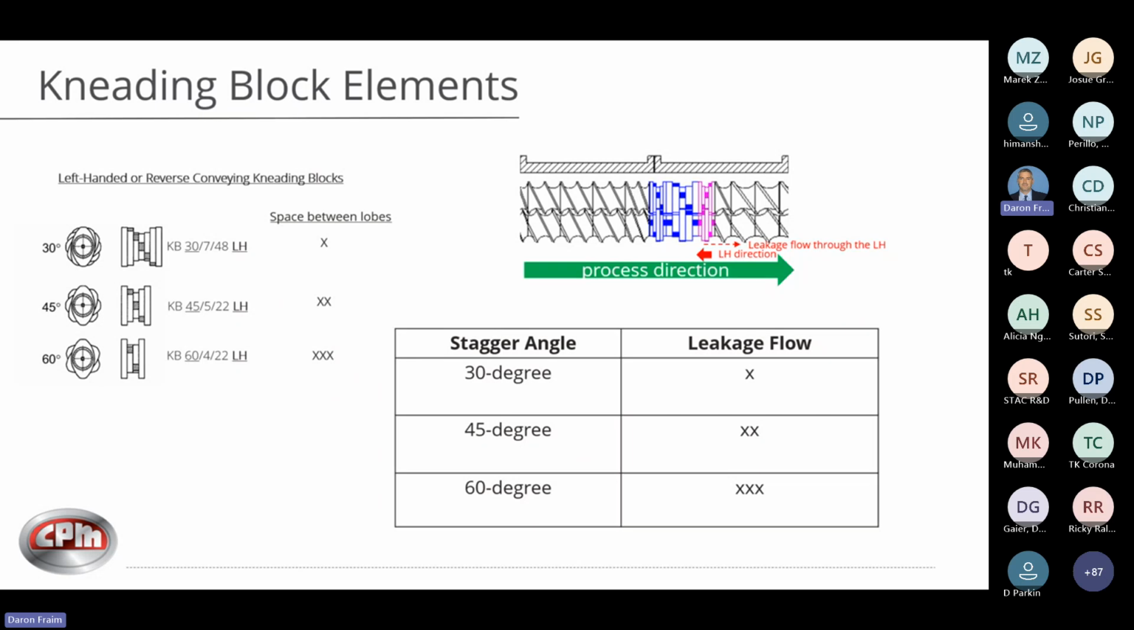So again, same concept. If you want to think, okay, which one's going to be a more restrictive element? Which one's going to hold back the material better or more efficiently? Again, your 30-degree, because there's not much space between the lobes for material to leak past it. So as you go from 30 to 45 to 60, again, you'll see increased leakage flow. And in this case, leakage flow in the process direction because it's a reverse kneading.